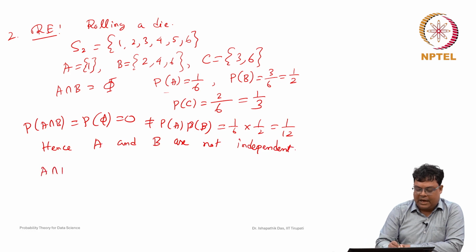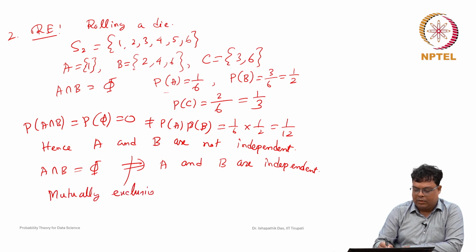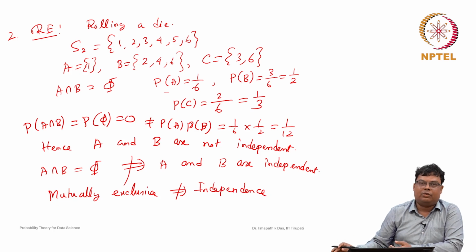So here is one example that A intersection B equal to phi, mutually exclusive, does not imply A and B are independent. Just we can write that mutually exclusive does not imply independence. So this is one example. In general it may be true for some events, like if one of the events A and B has probability 0, then A intersection B equal to phi may imply that A and B are independent, but in general we found this example.